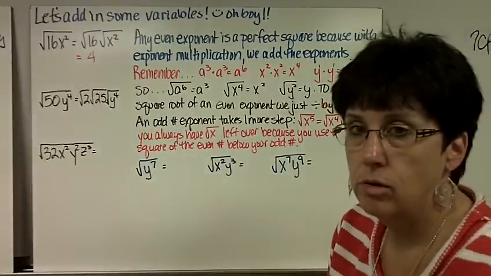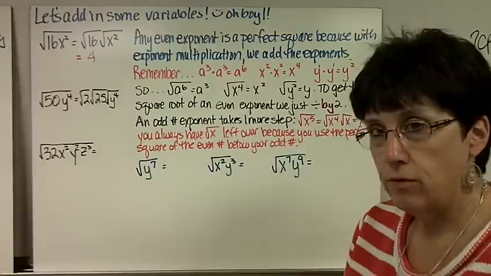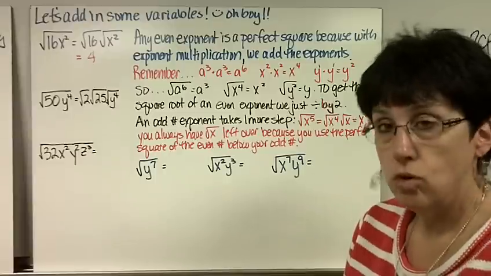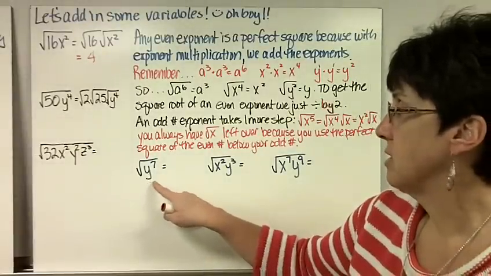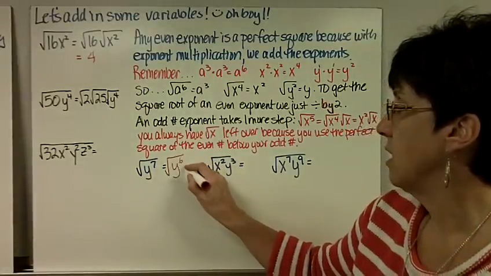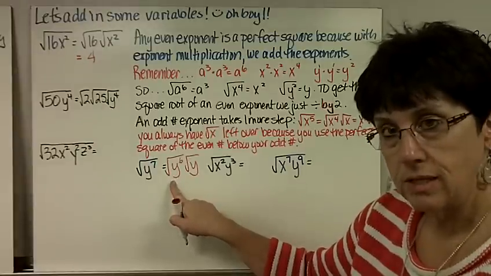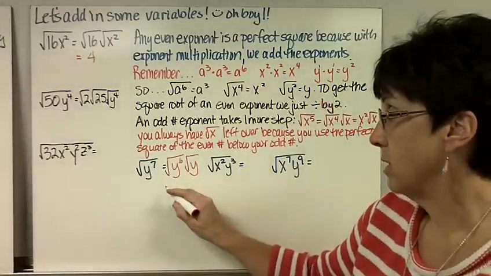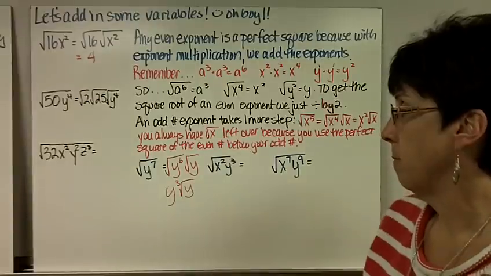You always have the square root of x left over because you use the perfect square of the even number below your odd number. So this is the part that's a little bit frustrating at first because it's totally new, because it's not numbers, but you can do it. I just want you to think about it. So the square root of y to the 7th is the same as the square root of y to the 6th times the square root of y. What's the square root of y to the 6th? What times itself will be y to the 6th? Y to the 3rd times the square root of y.